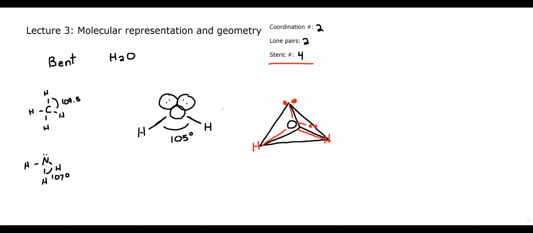Okay, so we have a coordination number of 2, we have 2 lone pairs, we have a steric number of 4, and we have a molecular geometry which is bent.